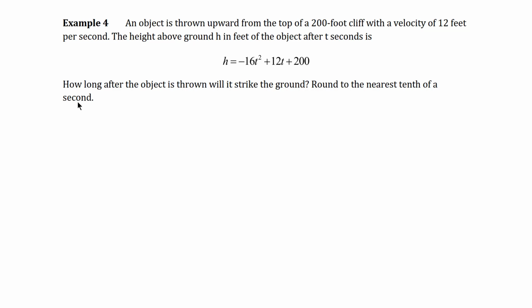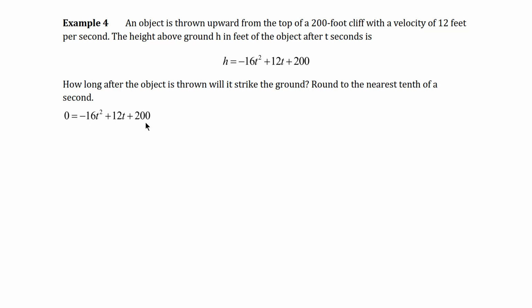In order to find how long it takes for the object to strike the ground, we just use the given equation h equals negative 16t squared plus 12t plus 200. From here, we just need to substitute the value of 0 in for h, which is the height of the object when it strikes the ground. So we get 0 equals negative 16t squared plus 12t plus 200. Now the equation that we have is in the correct format for the quadratic formula.